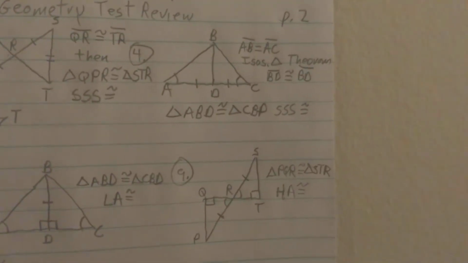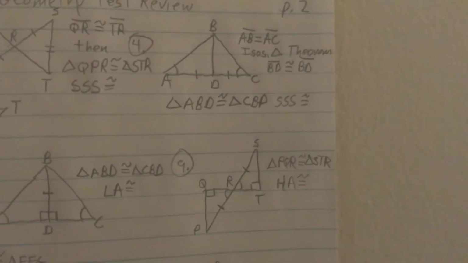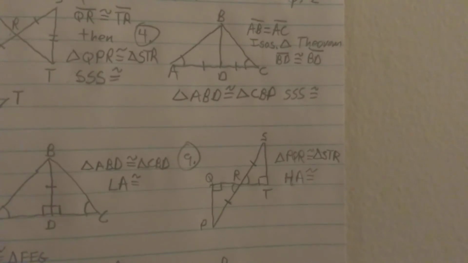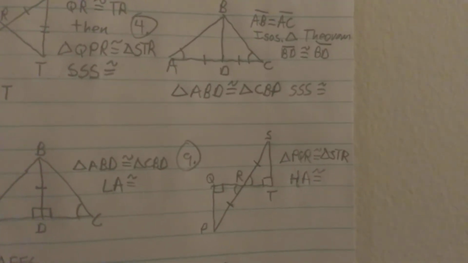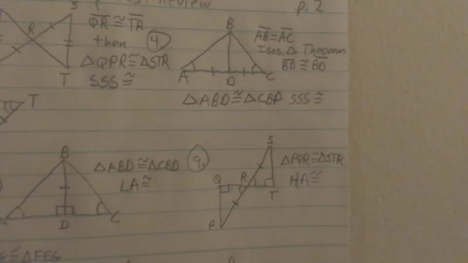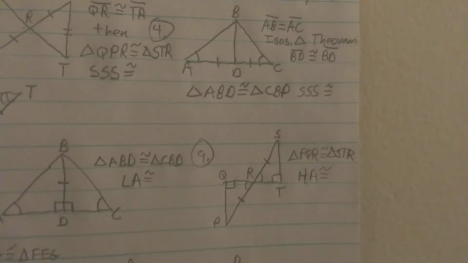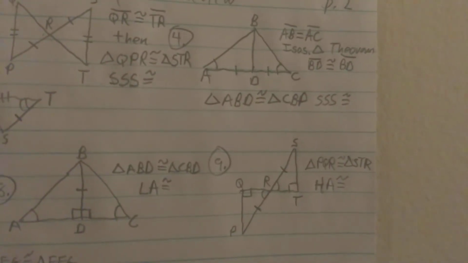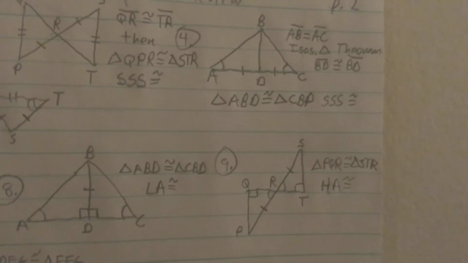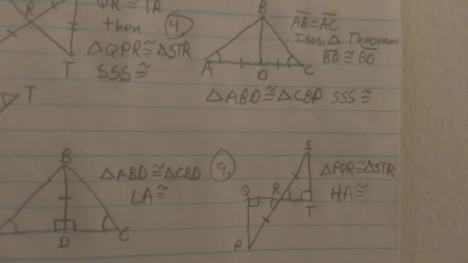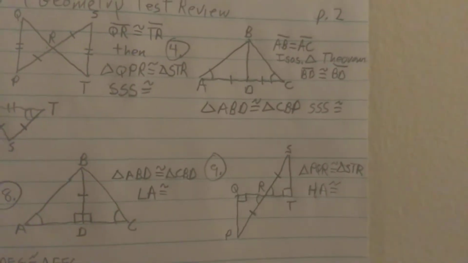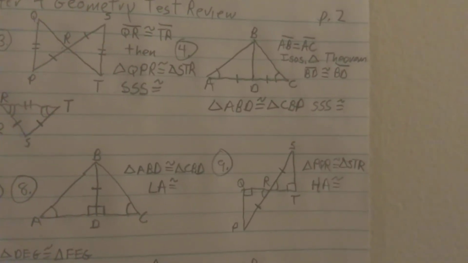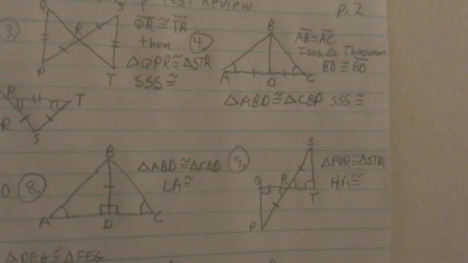And for 4, segment AB is congruent to segment AC because of the converse of the isosceles triangle theorem: because angle A and angle C are congruent, the opposite sides are congruent. And AD is already given as congruent to CD, and BD is congruent to itself, so ABD is congruent to CBD by side, side, side. I didn't need to add anything.